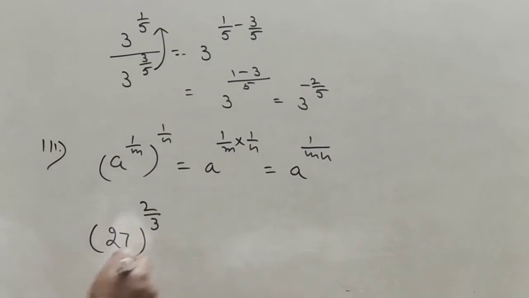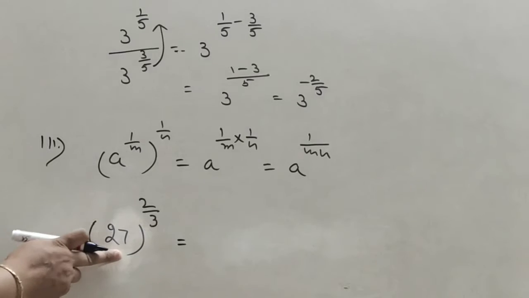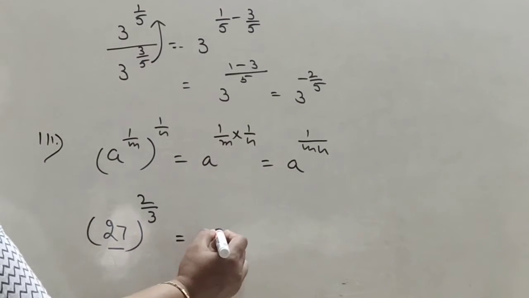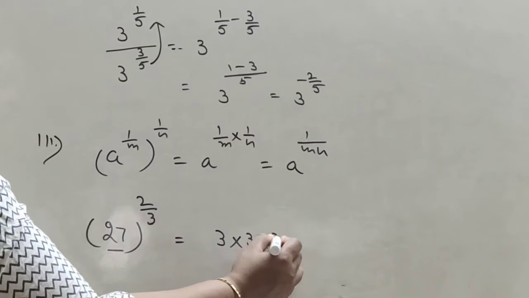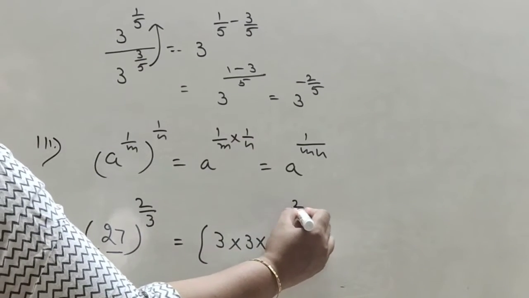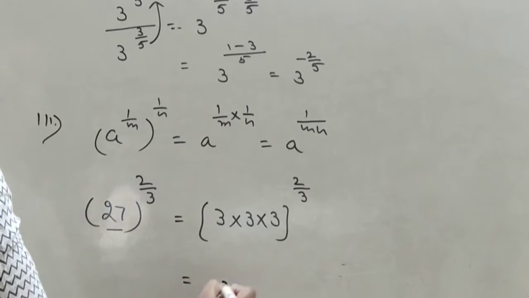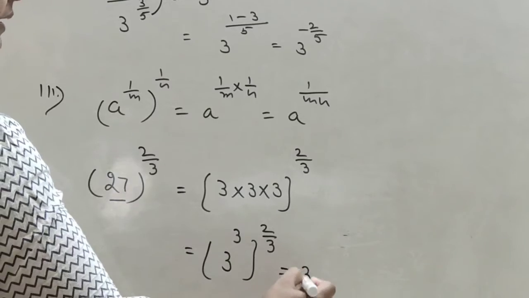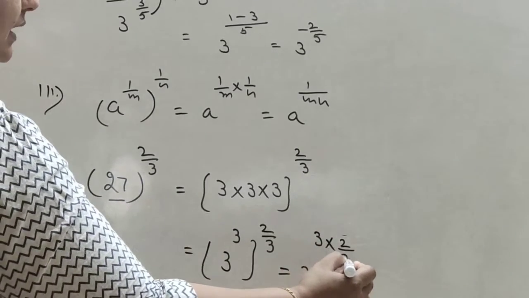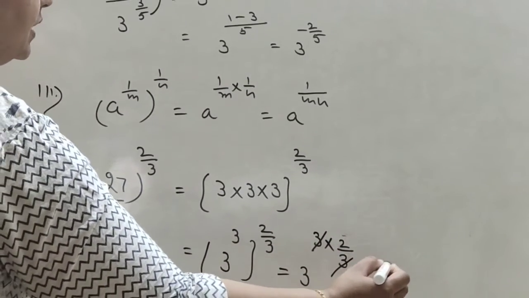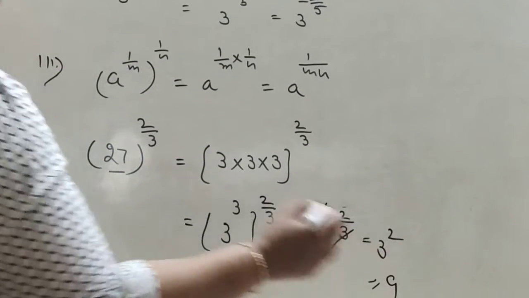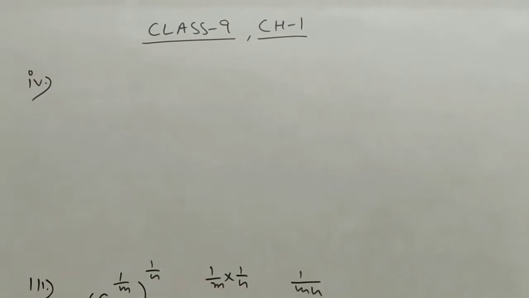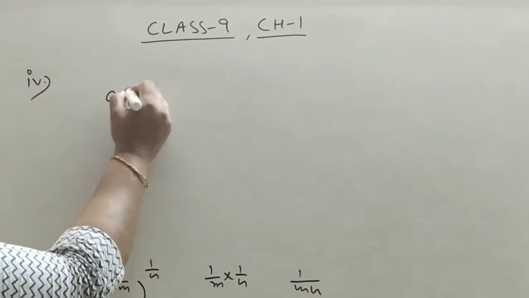So what we have to do is convert 27 into prime factors. How will we do it? 3 threes are 9, 3 nines are 27, and this has the power 2/3. So we can write it as 3 to the power 3, and that also has the power 2/3. So we can multiply the powers like that and the 3s cancel. So 3 to the power 2, and we can write the answer is 9. Now come to the next, if it is in the form like that.